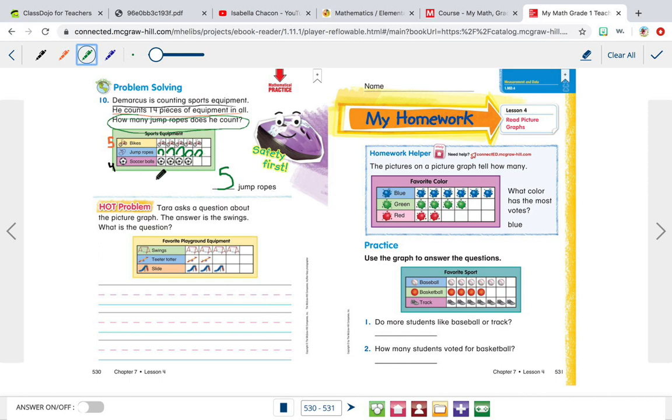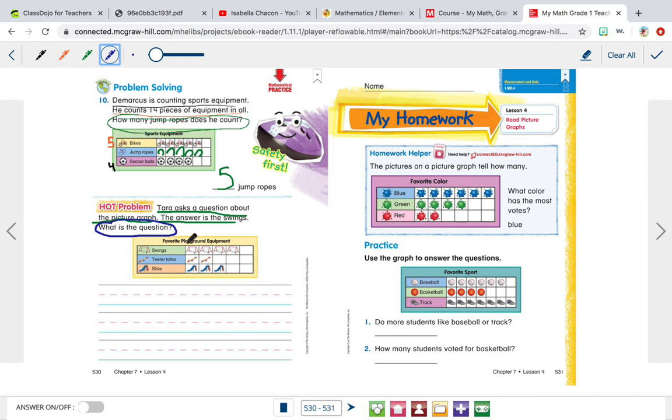All right, now this last one is a hot problem. Tara asks a question about the picture graphs. So we know that Tara is asking a question about the picture graph. The answer is swings. What is the question? So, what question would you ask that you would answer swings?